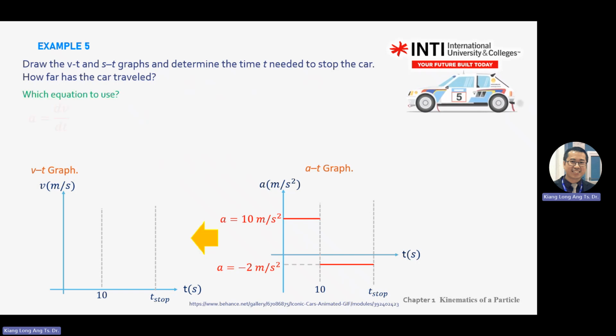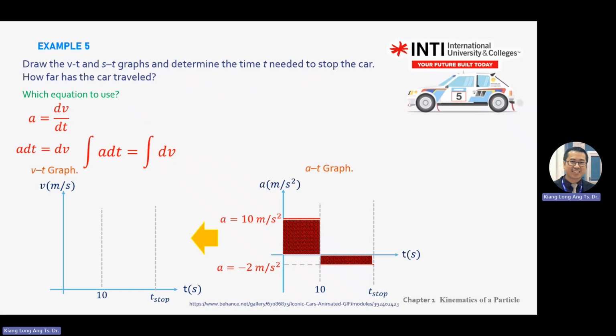Okay. Same, we look at one particular time. When we integrate, it means we reverse the process from a to v, which is the area under the graph. So integrate a dt equal to integrate dv. Again, split into two regions, 0 to 10, and 10 to t stop.